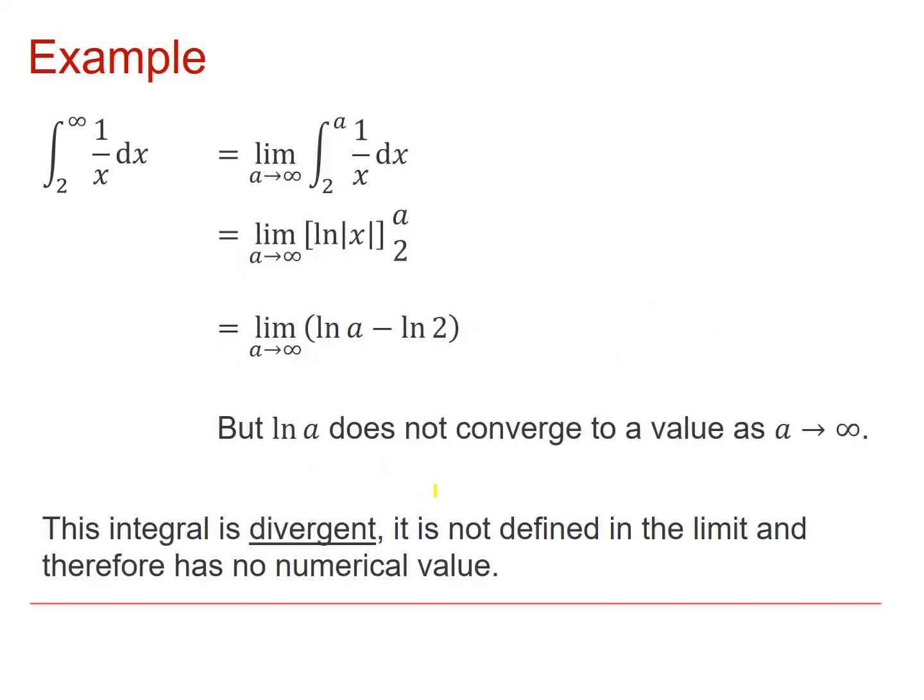There's that working tidied up. So we can see here we replaced the problem upper limit with a variable and then allowed that to tend to infinity. And down here, after we've done all the integration and substitution and so on, we look at what happens as a tends to infinity, and it turns out that the result does not converge. So the integral is divergent, it's not defined in the limit, and it therefore has no numerical value.